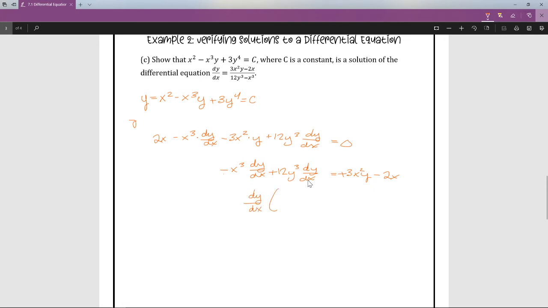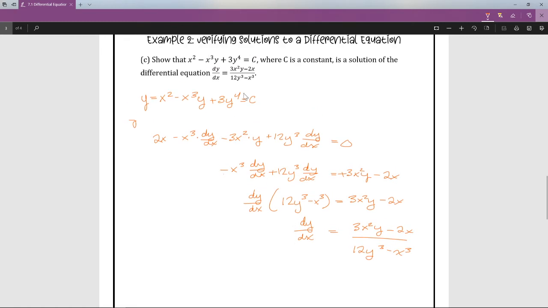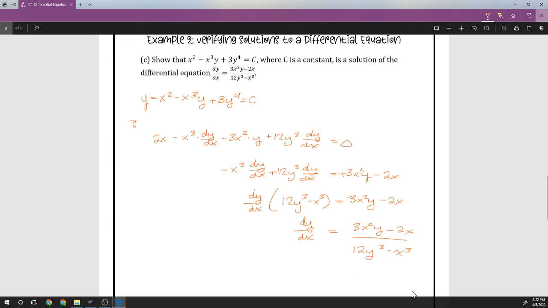I can pull this out by saying this is 12y to the third minus x to the third, and this equals 3x squared y minus 2x. And then I can solve for dy dx by dividing by this term. So dy dx equals 3x squared y minus 2x divided by 12 y to the third minus x to the third. And so we've therefore proven this statement over here.